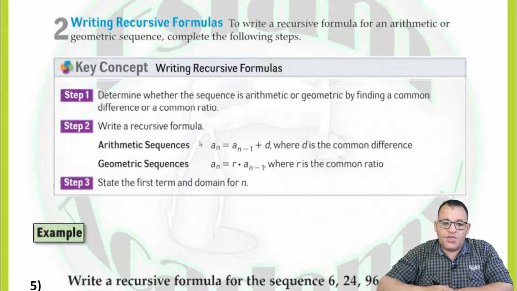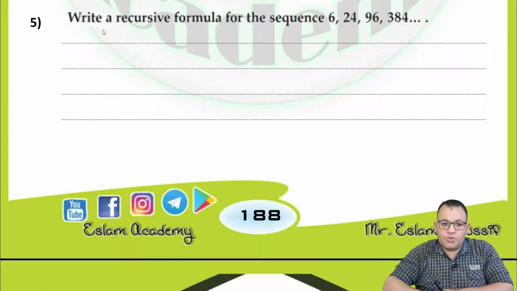Now we need to find it for the geometric sequence. For the geometric sequence, at first we need to find a1. Then after that we use the formula an equals r times a(n-1), where n is greater than or equal to 2. In this problem, we need to write the recursive formula for the sequence 6, 24, 96, 384.